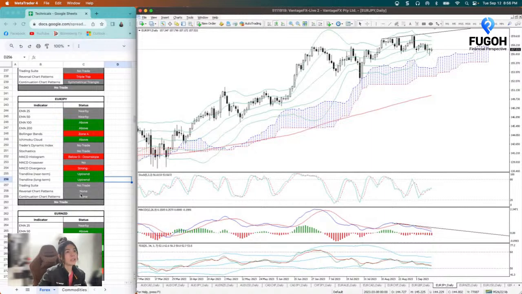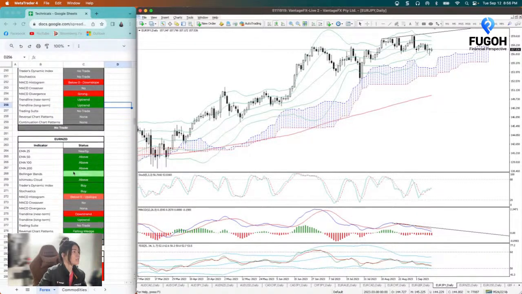Trading suite, none yet. Right, no trade yet for this pair.